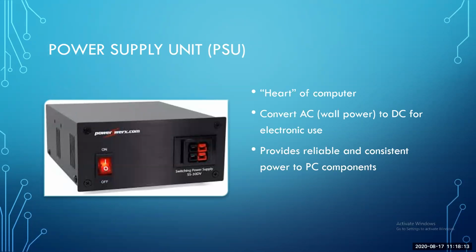Then you have your power supply unit, which is essentially the heart of a computer. Like I said previously, it converts the AC power to DC power for the components, but it also provides reliable and consistent power to those components, right? Certain components require a specific amount of power, and that power supply provides that. It converts the power from the wall and provides the requisite amount of power to those different components.